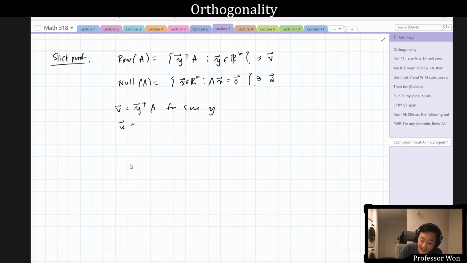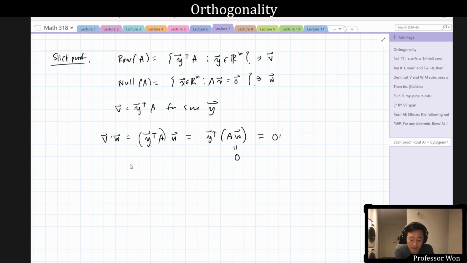W has a property that A times w is equal to 0, right? So if I take v dot w, it's y transpose A times w, which is y transpose times Aw, but w is in the null space, so this thing is just 0. So this whole thing is just 0.